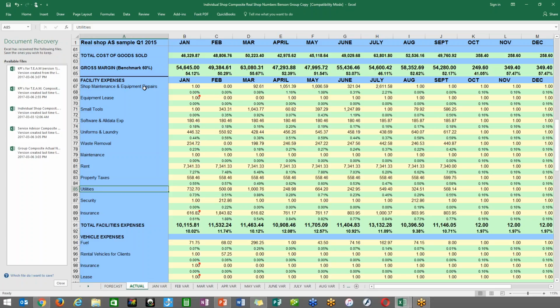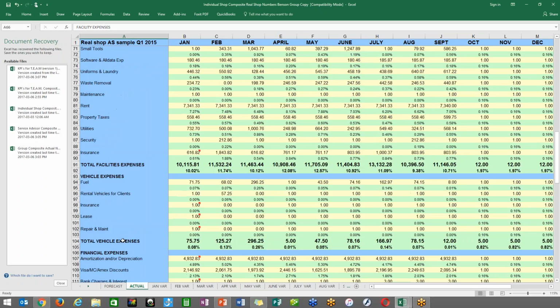Utilities, you could put gas and electricity together, whatever you want to do. Security, looks like he pays his security bill a few times a year. Insurance, and that would be facility. Anytime you're wondering what number is here, all you need to do is look up at facility expense, so you can see that that relates to facility expense. Because sometimes there's something here and you think, oh, what insurance is it talking about? Well, look at the major heading, in this case line 66, and it's facility expense.